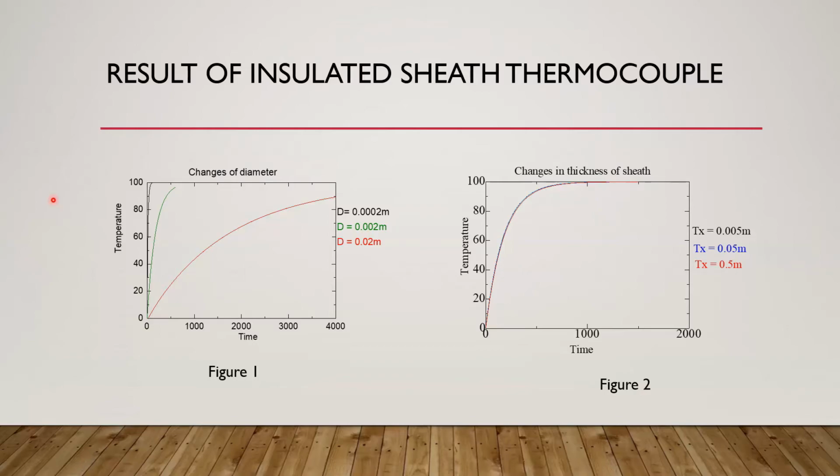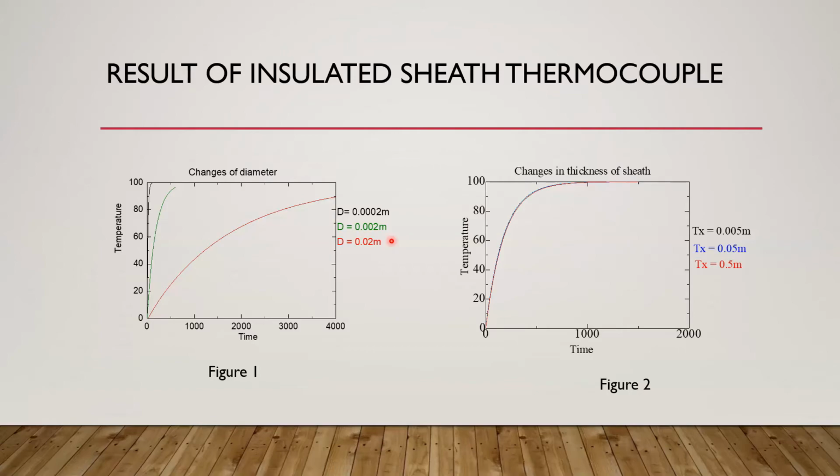So we are now moving to case 2, where this shows the result of the second case, the insulated sheet thermocouple. There are three figures of the graph shown right here, where figure 1 represents the effect of changes in diameter. The second figure is the changes in thickness of the sheet, and the third one is changes in heat coefficient. There are three colors of the diameter shown in figure 1, where the black color represents 0.0002 meter, the green color represents 0.002 meter, and the red color represents 0.02 meter.